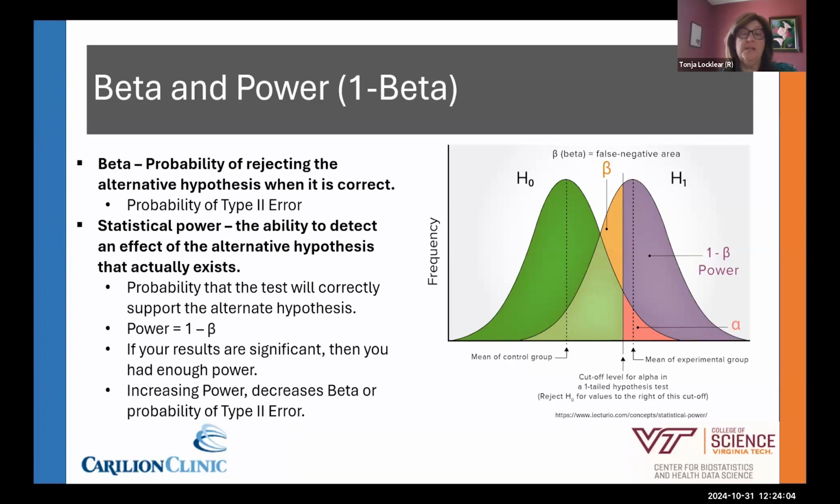And when we're looking at this, as long as your mean falls within the alpha, then it's going to be supporting the alternate hypothesis, and you have enough power. So if your results are significant, then you did have enough power to reach your result. If, however, you don't have enough power, then it could be that your beta is too high. So beta is the probability of rejecting the alternate hypothesis when it's actually correct. And the distance between these two peaks is what we refer to as the effect size.